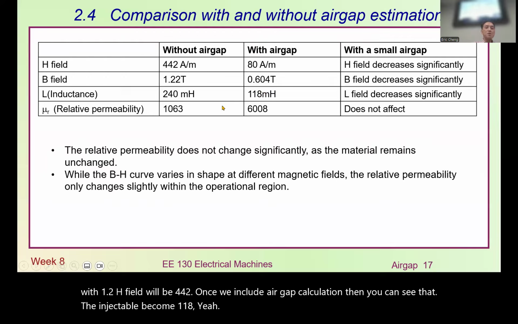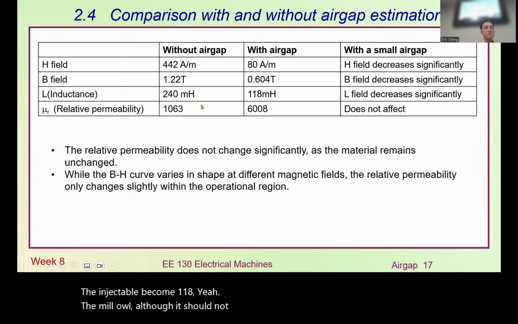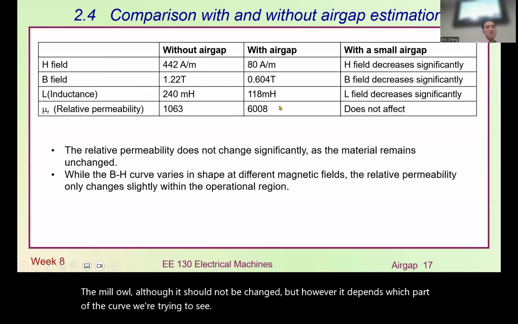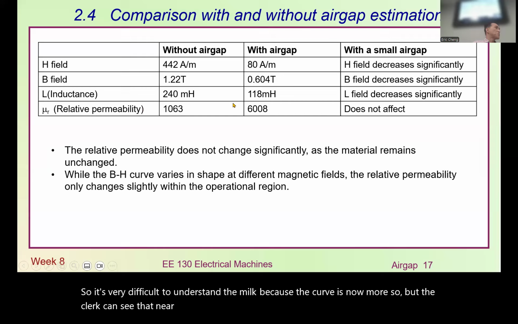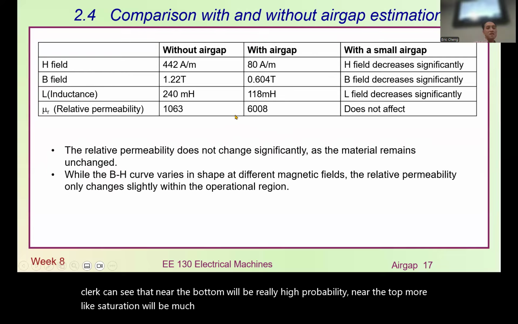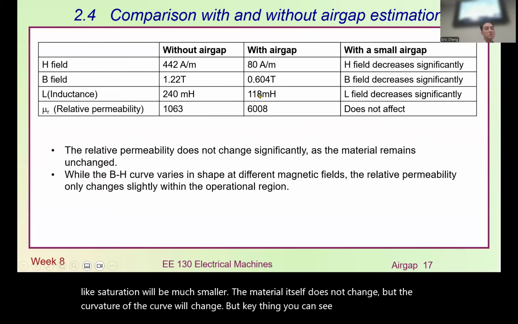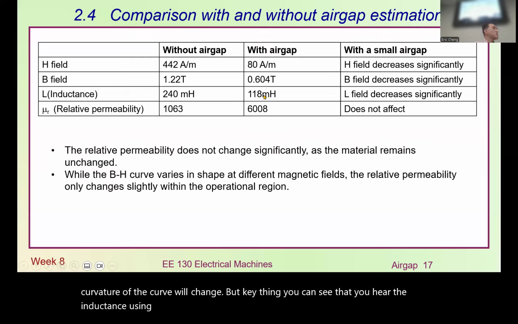The mu r should not change, but it depends on which part of the curve we are looking at. So it's very difficult to pin down the mu because the curve is moving. Near the bottom there is really high permeability. Near the top, with more localized saturation, it is much smaller. The material itself does not change, but the curvature of the curve does. But the key thing you can see here is that the inductance with an air gap drops quite a lot.